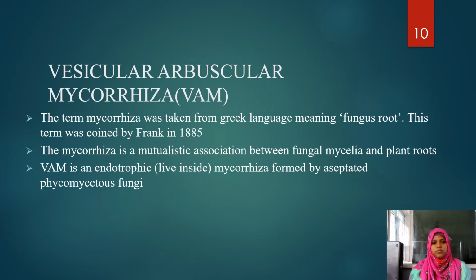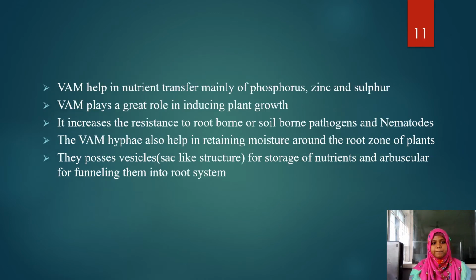Vesicular arbuscular mycorrhiza, also known as VAM. This is a fungal biofertilizer. The term mycorrhiza was taken from the Greek language by scientist Frank in 1885. The mycorrhiza is a mutualistic association between fungal mycelia and plant root. It is endotrophic, that is, it lives inside the root, and the mycorrhiza is formed by aseptate Phycomycetes fungi.